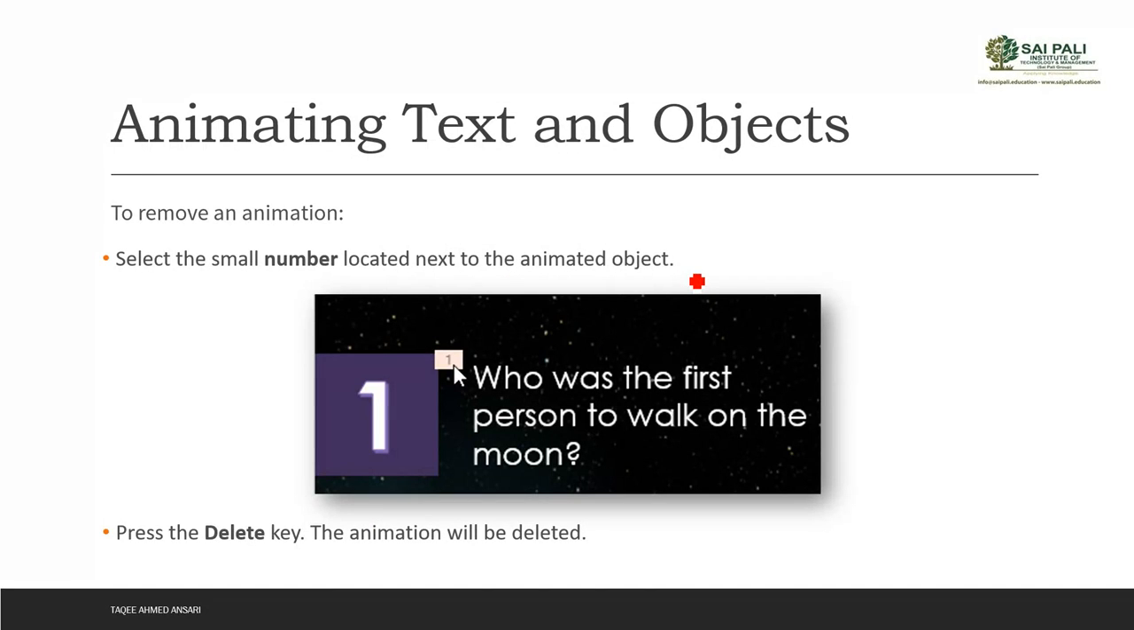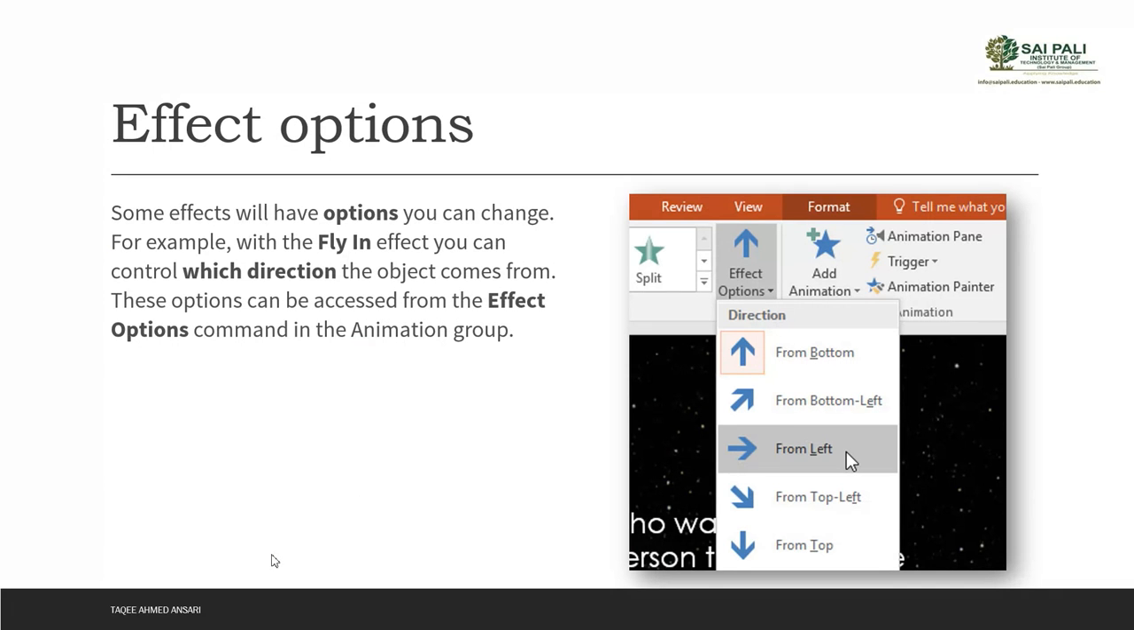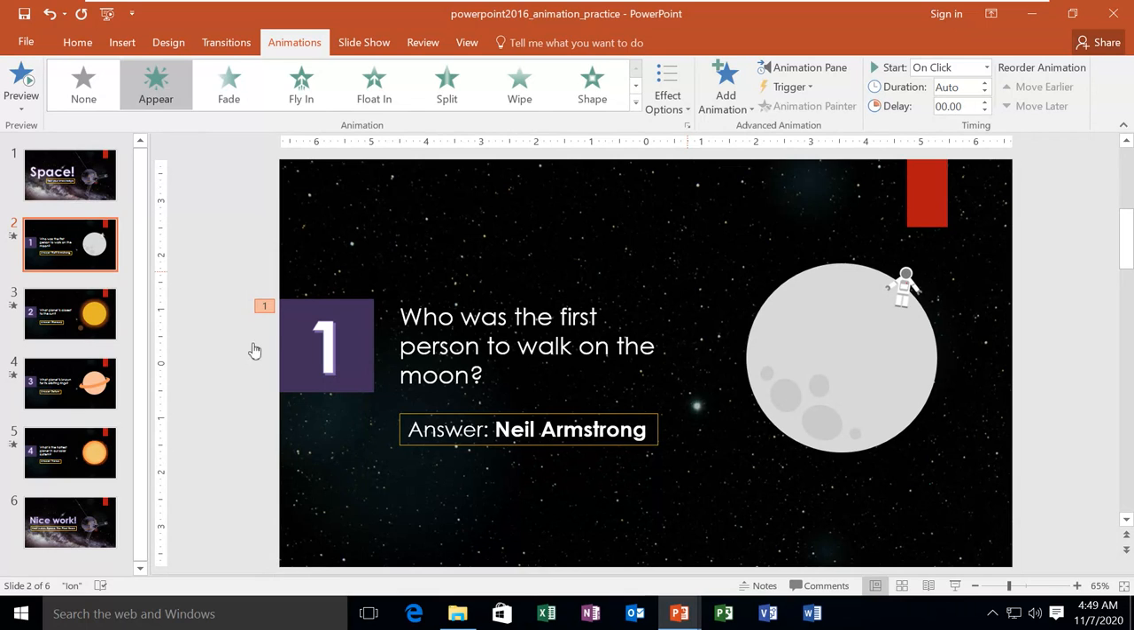Now to remove the animation, just select the number of the animation and then press the delete key from your keyboard and it will remove it. So if I want to remove it, this number is there, and if you want to see the preview, you can see it from here. And if you want to delete it, then you select this and then you can press the delete key from your keyboard, and now you can see it is deleted.